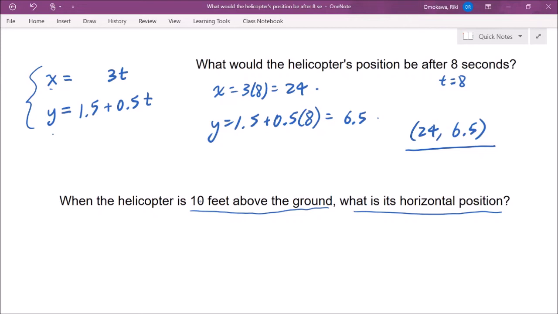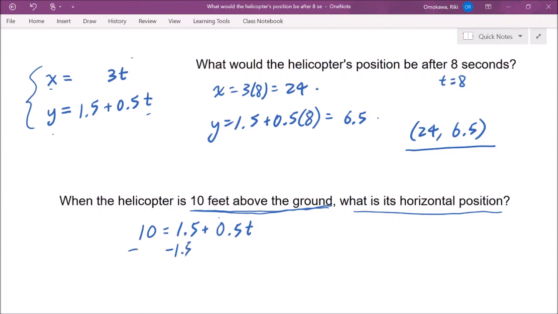So the process here goes like this. You're going to use the y value that they give you to find what time we are at when the helicopter is at 10 feet vertically. And we're going to use that time for when y is 10 feet. Use that same time to find what x is. So y equals 1.5 plus 0.5t. So that means 10 equals 1.5 plus 0.5t with our time unknown. And then this is a simple linear equation that you can solve for t.